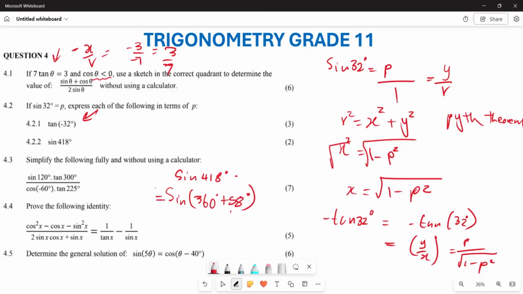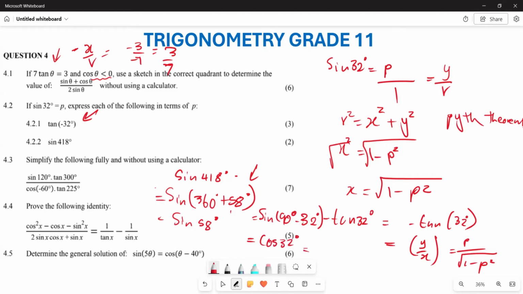Okay. And now, does 58 have a relation with 32? Definitely yes, right? So what does this mean basically? Actually, this is the same as sine of 58 degrees. And how can you express 58 in terms of 32? Can you see that you can say this is the same as sine of 90 degrees subtract your 32 degrees, right? And what is going to be the answer here? It's the same as cos of 32 degrees.